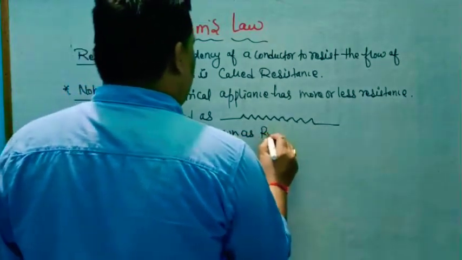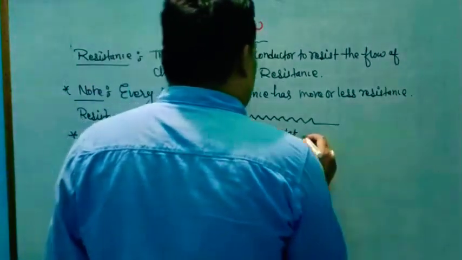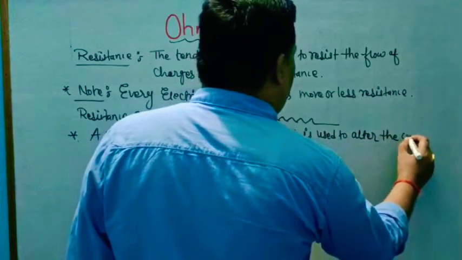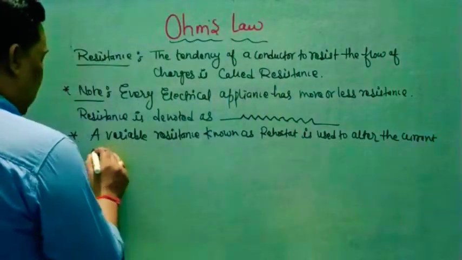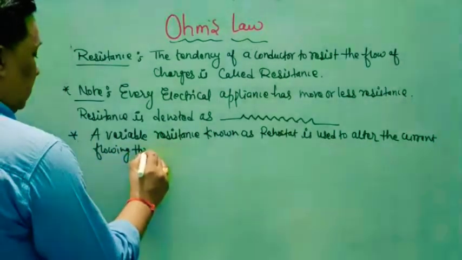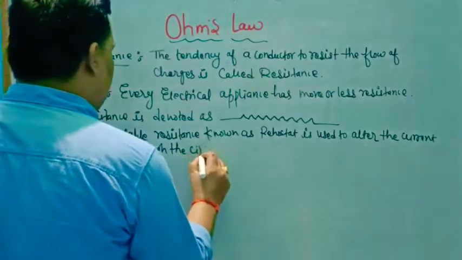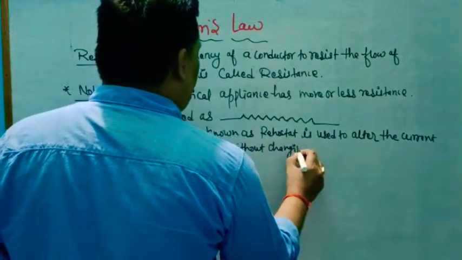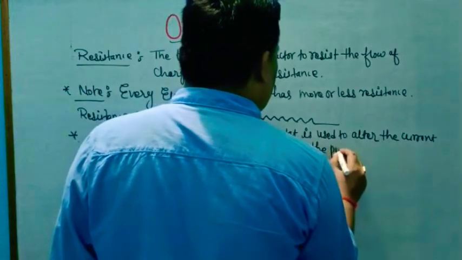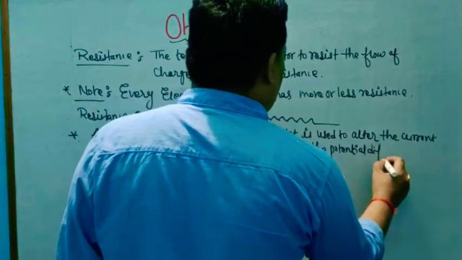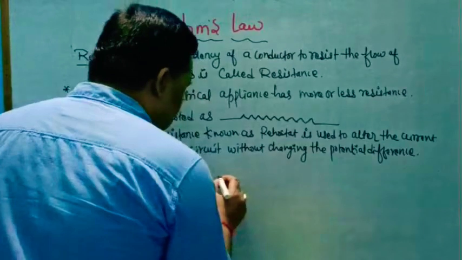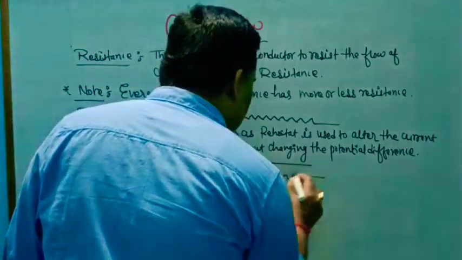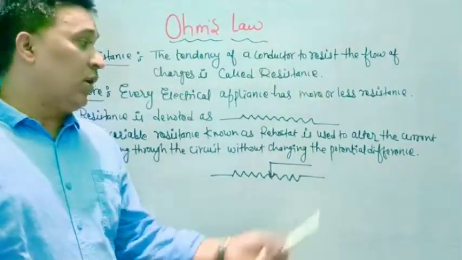A variable resistance known as rheostat is used to alter the current flowing through the circuit without changing the potential difference. और इसका सिंबल होता है बच्चों इस तरह का. राइट, ये वेरिएबल रेजिस्टेंस, इसको हम लोग रियोस्टेट कहते हैं.